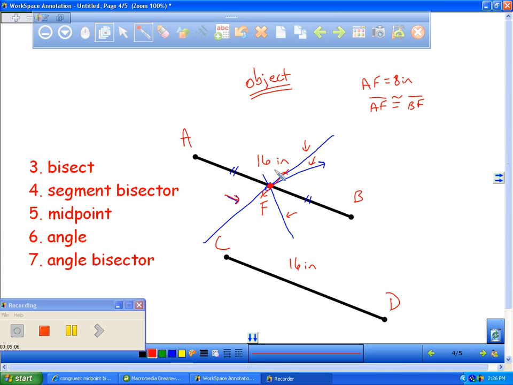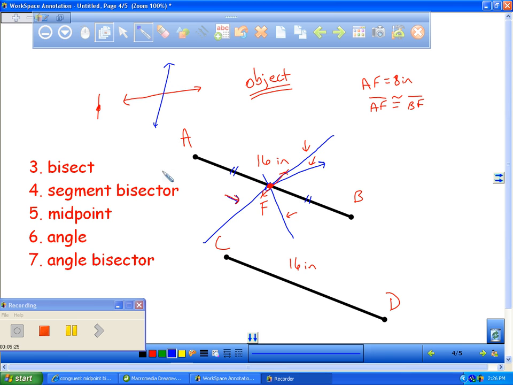Things that do not get bisected in geometry would be a point. I cannot take a point and take half of it. I cannot also take a line, since a line never stops. If I were to take my ninja sword of death and cut it in half, I would wind up with a ray, but I didn't really find the middle of this line. So you cannot say that a line has a midpoint.